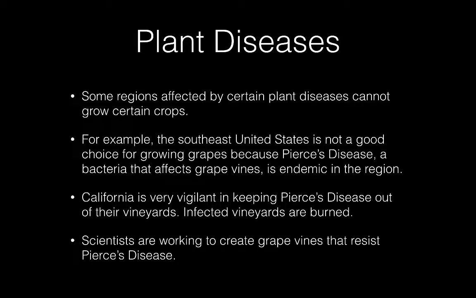Plant diseases. Some regions affected by certain plant diseases cannot grow certain crops. For example, the southeast United States is not a good choice for growing grapes because Pierce's disease, a bacteria that affects grapevines, is endemic in the region. That means it's found in the region. California is very vigilant in keeping Pierce's disease out of their vineyards. Infected vineyards are burned. Scientists are working to create grapevines that resist Pierce's disease.